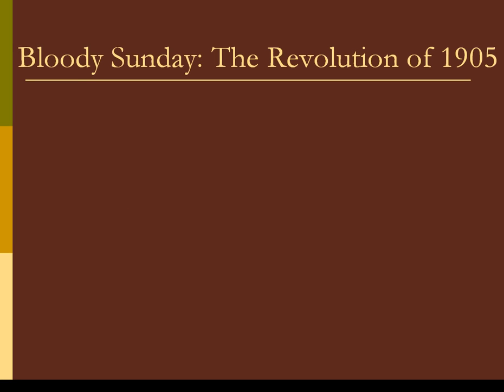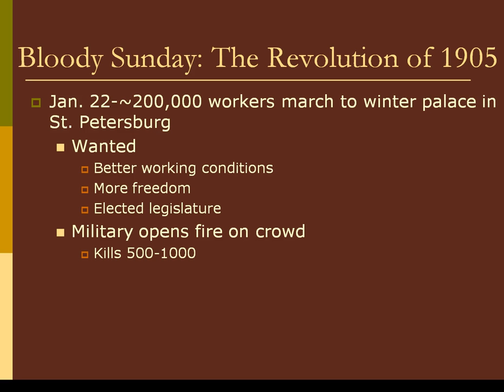Then you have issues at home within Russia, something called Bloody Sunday, or the Revolution of 1905. On January 22nd, about 200,000 workers marched to the Winter Palace in St. Petersburg. And they were going there to try to convince the Tsar Nicholas to give them a couple things, including better working conditions, more freedoms, and an elected legislator. That is, basically, they wanted to get rid of the idea of true absolutism, an absolute monarch.